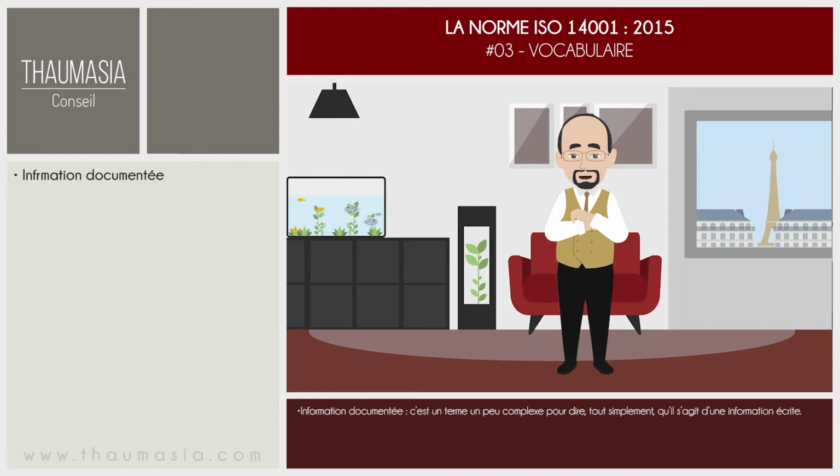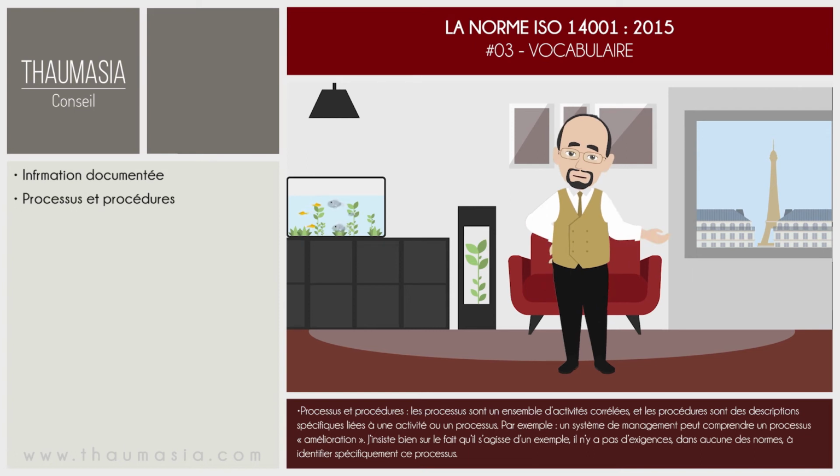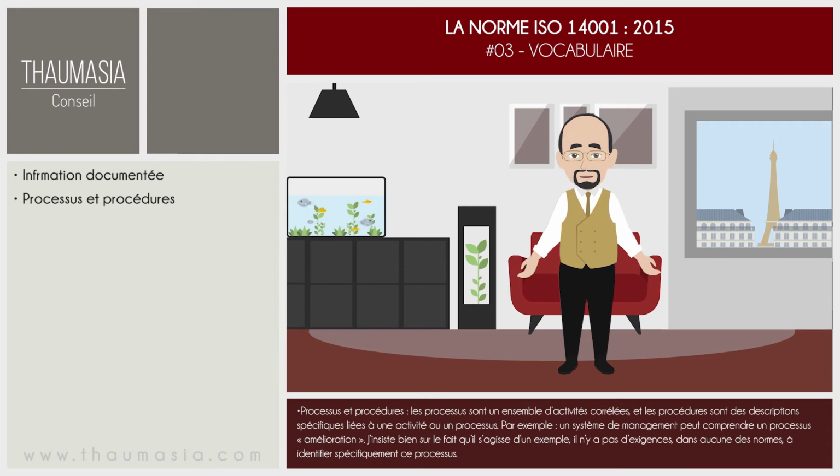Documented information. This is a rather complex term to say, quite simply, that it is written information, processes and procedures. Processes are a set of interrelated activities, and procedures are specific descriptions related to an activity or process. For example, a management system may include an improvement process. I emphasize that this is an example. There are no requirements in any of the standards to specifically identify this process.